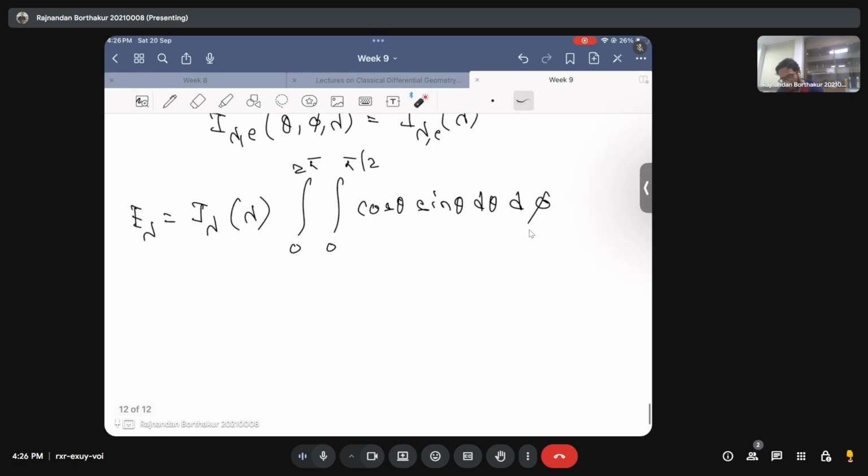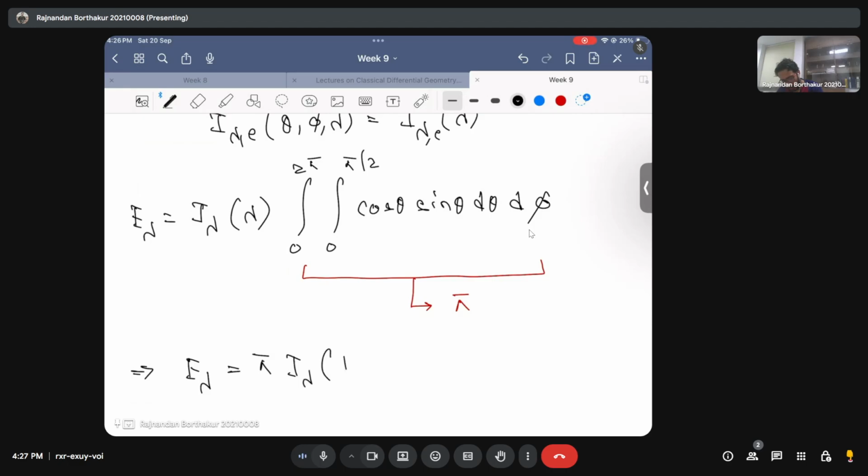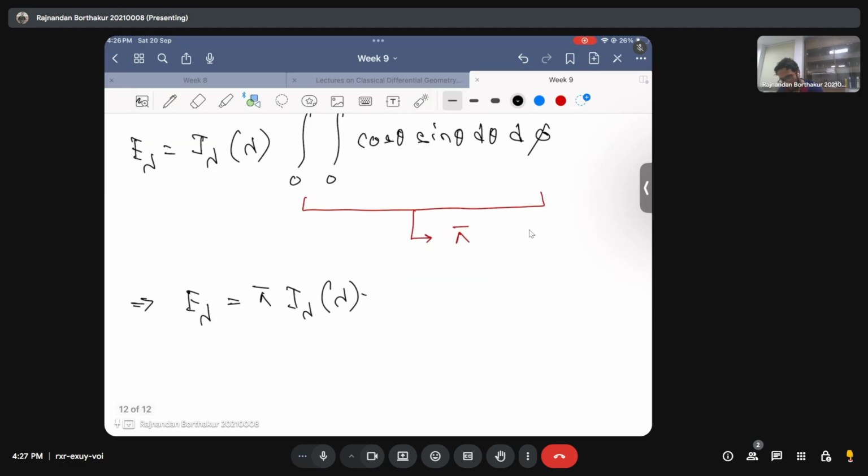And if you just do this integration, you will see that it will just give you a constant, which is equal to pi. Then you can reach a very interesting relation between the hemispherical emissive power and the intensity of radiation for a diffuse body, and this is equal to pi times I lambda. This is the relation that holds good, and the only assumption you consider here is that you are considering a diffuse body.